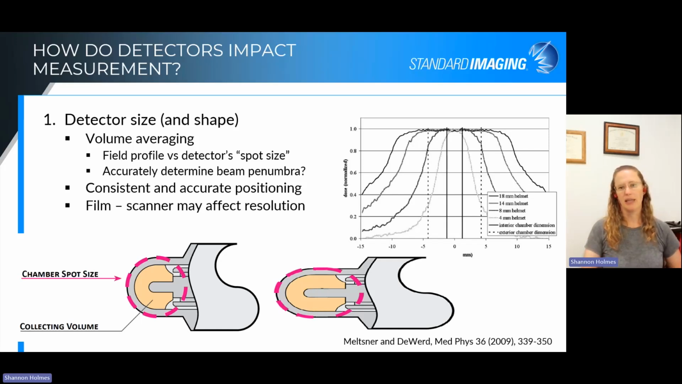So you have to be consistent, of course, and accurate with the positioning of your detector. So again, a small offset can make a major difference in the accuracy of your measurement result.